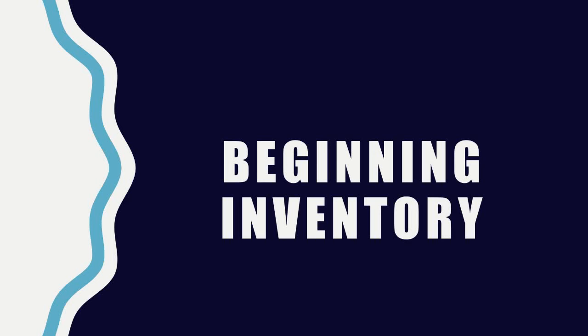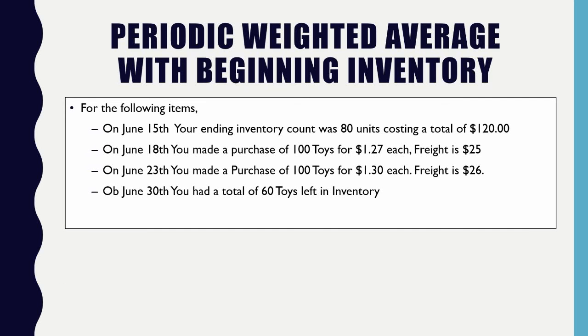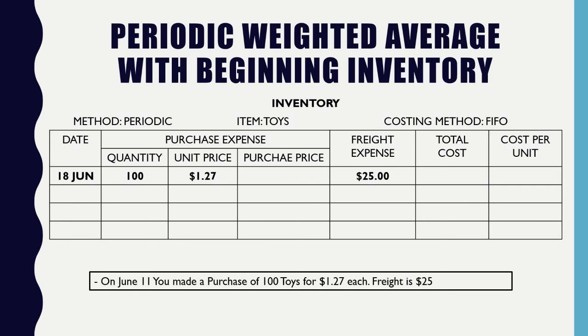Now, what happens when we have beginning inventory? Okay. So in this case, our notion is that we had 80 toys left in inventory, costing, in this case, I have a typo there, it should be $121.20. Okay. We have beginning inventory. What factor does beginning inventory bring when it comes to having an average cost per item? Well, let's just take a look at the example, okay? When we have beginning inventory, we're obviously going to put it in our inventory on hand, because that's our beginning inventory.